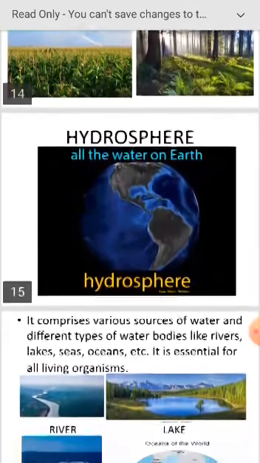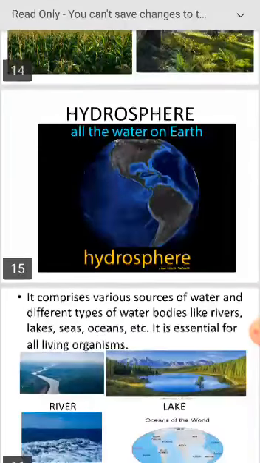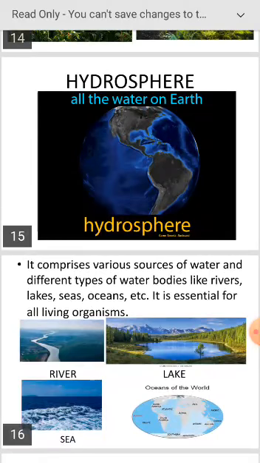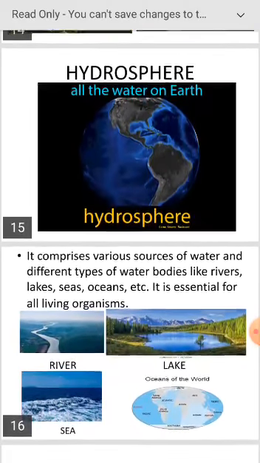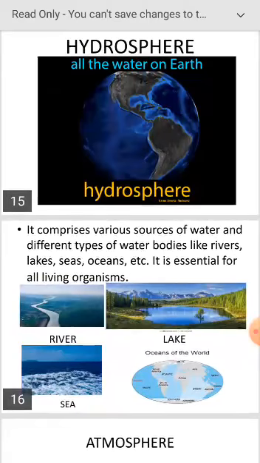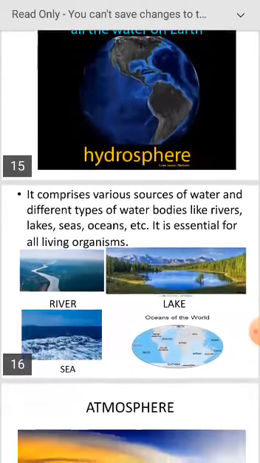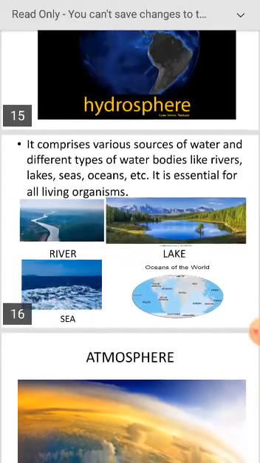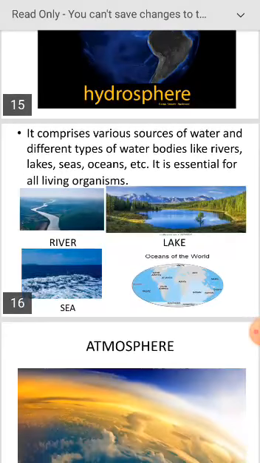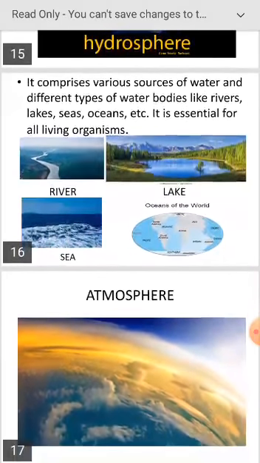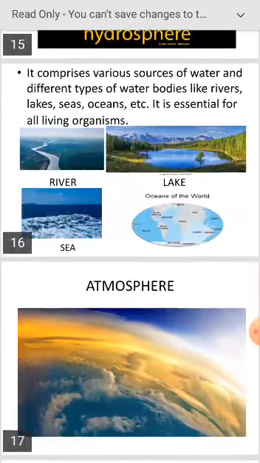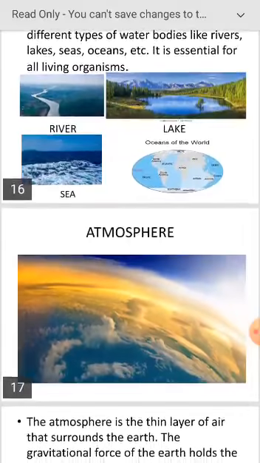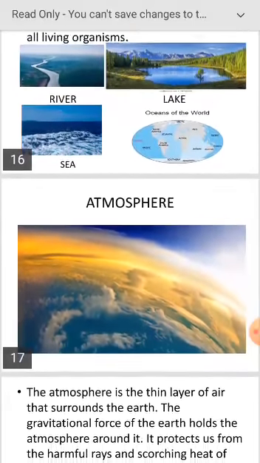Now let us study about the hydrosphere. It is filled with the water all around the earth, on one side land. The hydrosphere comprises various sources of water and different types of water bodies like rivers, lakes, seas, oceans, etc. It is essential for all living organisms. Look at the picture and understand better.